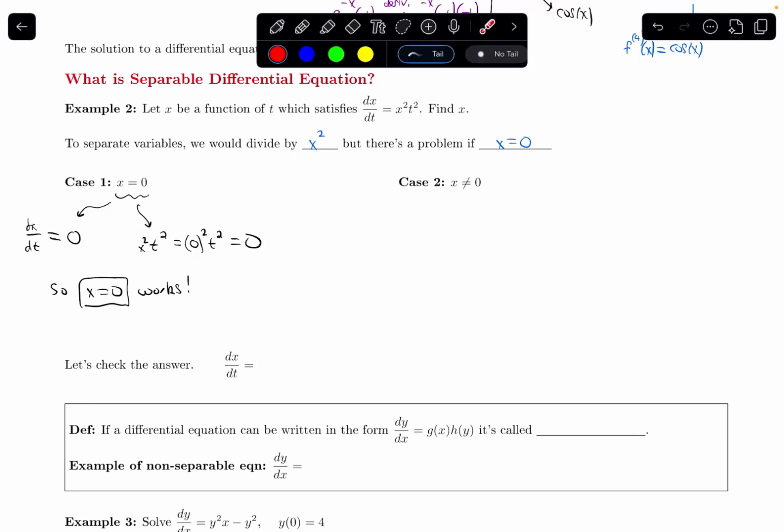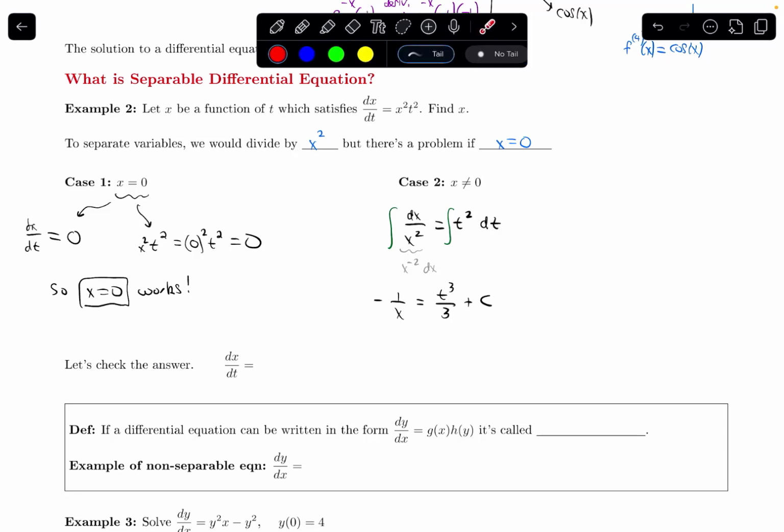All right, but we might have other solutions in the case when x is not 0. In that case, we are going to be able to divide by the x squared. So I'll get dx divided by x squared, and then if I multiply dt over the right, I'll get t squared times dt. Now that they're separated, I can do the integral on both sides. On the left, this function is just x to the negative 2 dx. So if I do a reverse power rule for the antiderivative, I'll get negative 1 over x. On the right, I'll get t to the third over 3 plus c.